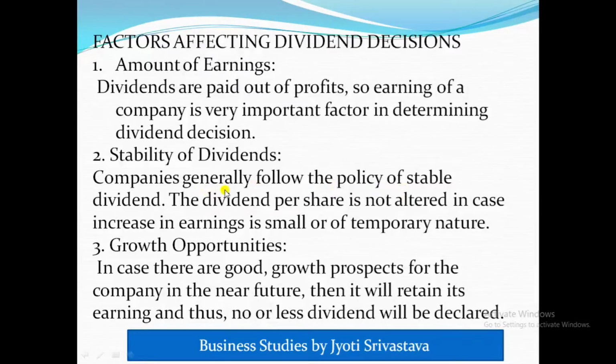There is no fixed amount to be paid to equity shareholders. So the company follows the policy of stable dividend. Every year they give only 5%, 1%, or 10% dividend to their shareholders. This dividend per share can be altered only when the earning of the company is good. But if the earning is small or of temporary nature, the company will give the fixed dividend to their shareholders, meaning there will be no increment in that percentage. Clear?